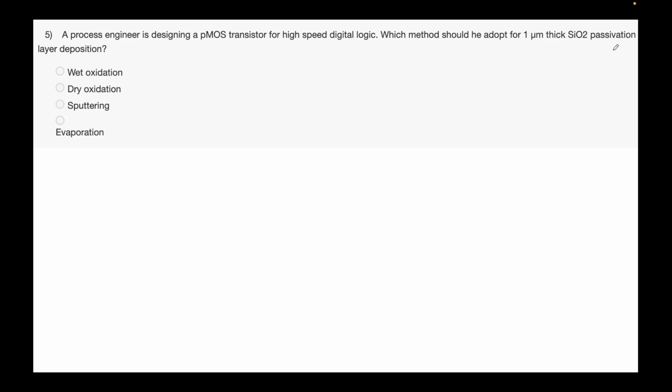So for this logic application, it requires a silicon dioxide passivation. For this characterization part, we'll be focusing on silicon technologies. So silicon and silicon dioxide, not gallium nitride, because the technologies for silicon and silicon dioxide are much more mature, as I told you. So we'll pivot back to silicon and its family. Which method should we adopt for 1 micron thick SiO2 passivation?